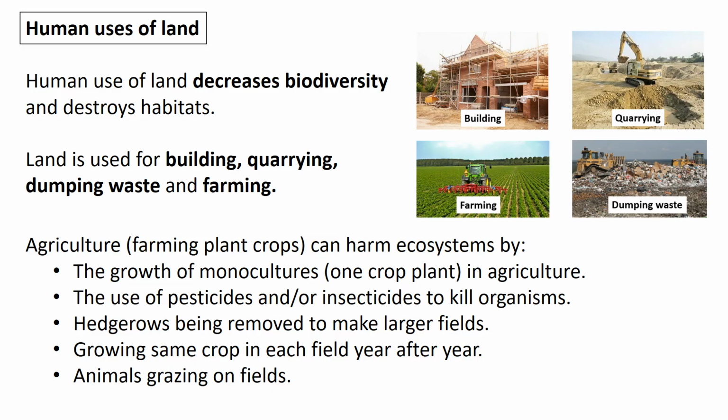If you grow the same crop on the field every year, so you're not only growing monocultures, just one type of crop, but you're still growing that year on year, then you use the same nutrients out of the soil all the time. And if you also put animals grazing onto the fields, then that is going to cause an issue, because obviously they're going to be eating the plants as well as releasing their own waste onto the fields, and that could cause pollution as well.